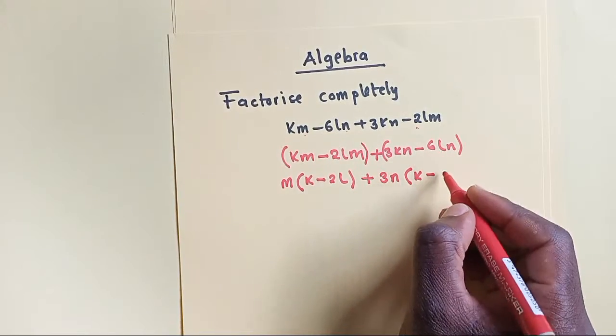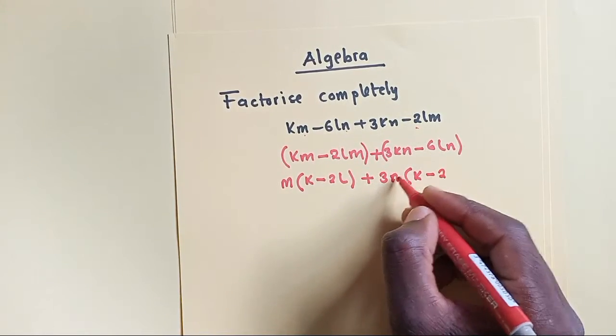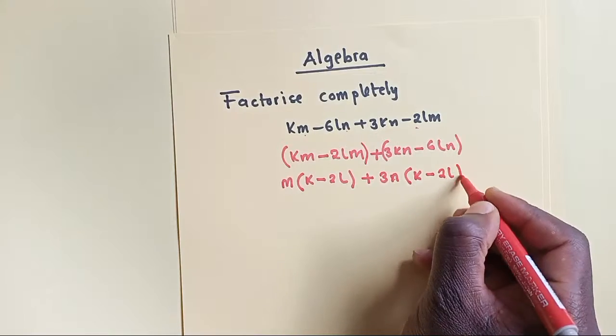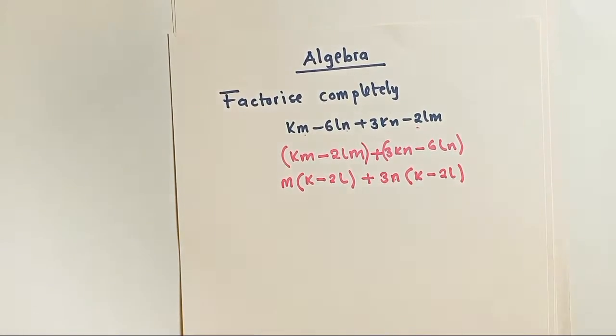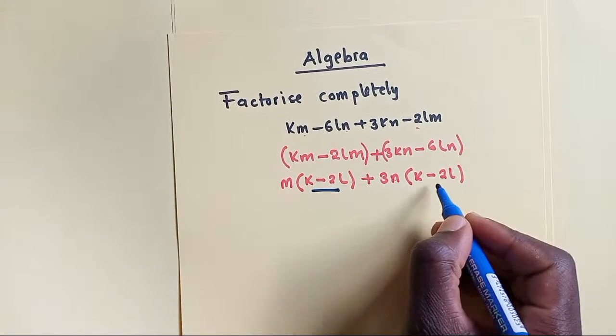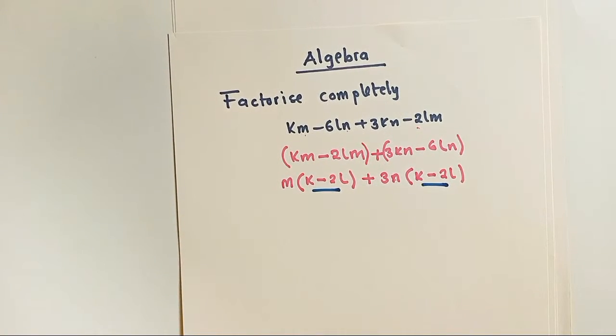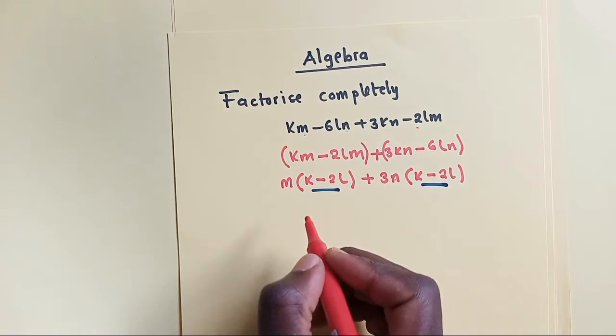Minus 3 into 6, it's a 2. n and n will cancel. We'll remain with l, which is okay. So at this point when you're factorizing, you must make sure that what is here and here are similar. If you have got different stuff, just know that you've made a mistake somewhere.